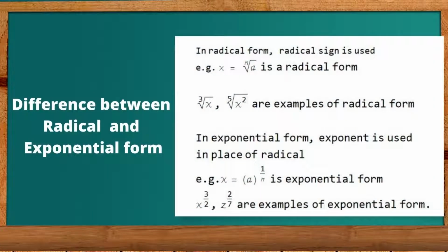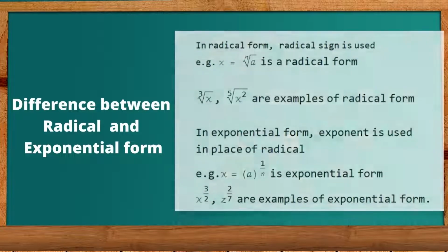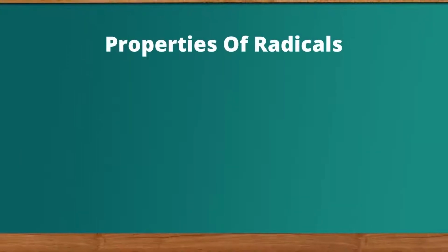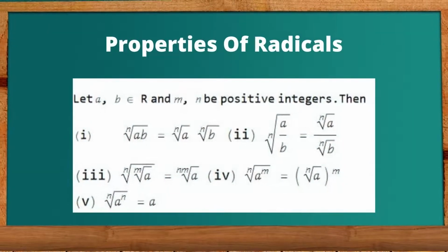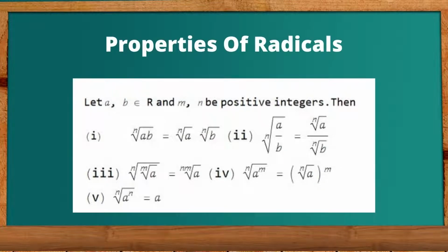Now we will talk about the difference between radical form and exponential form. In radical form, the radical sign is used. In exponential form, an exponent is used in place of the radical. You can see examples of both radical and exponential form. Next you can see the properties of radicals, which are used to simplify radical expressions.